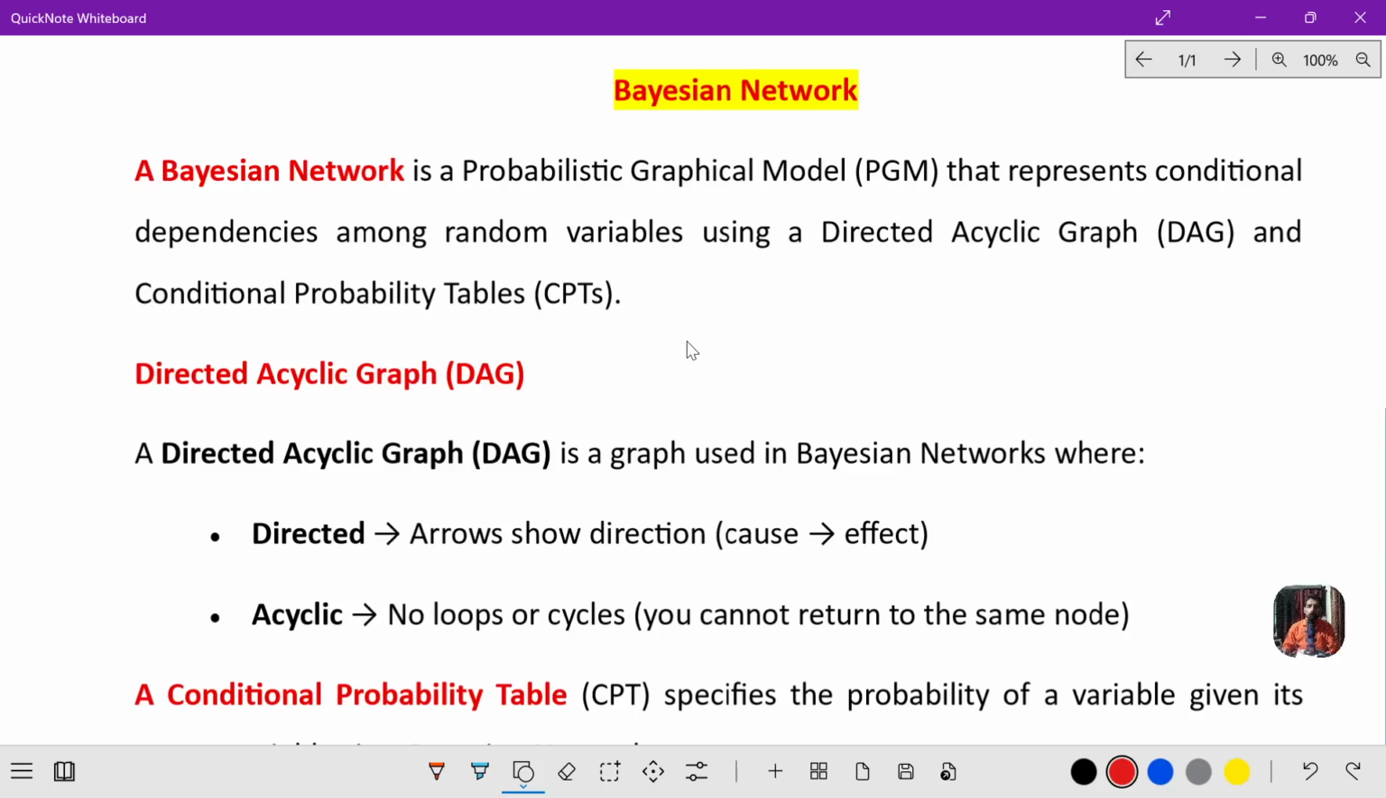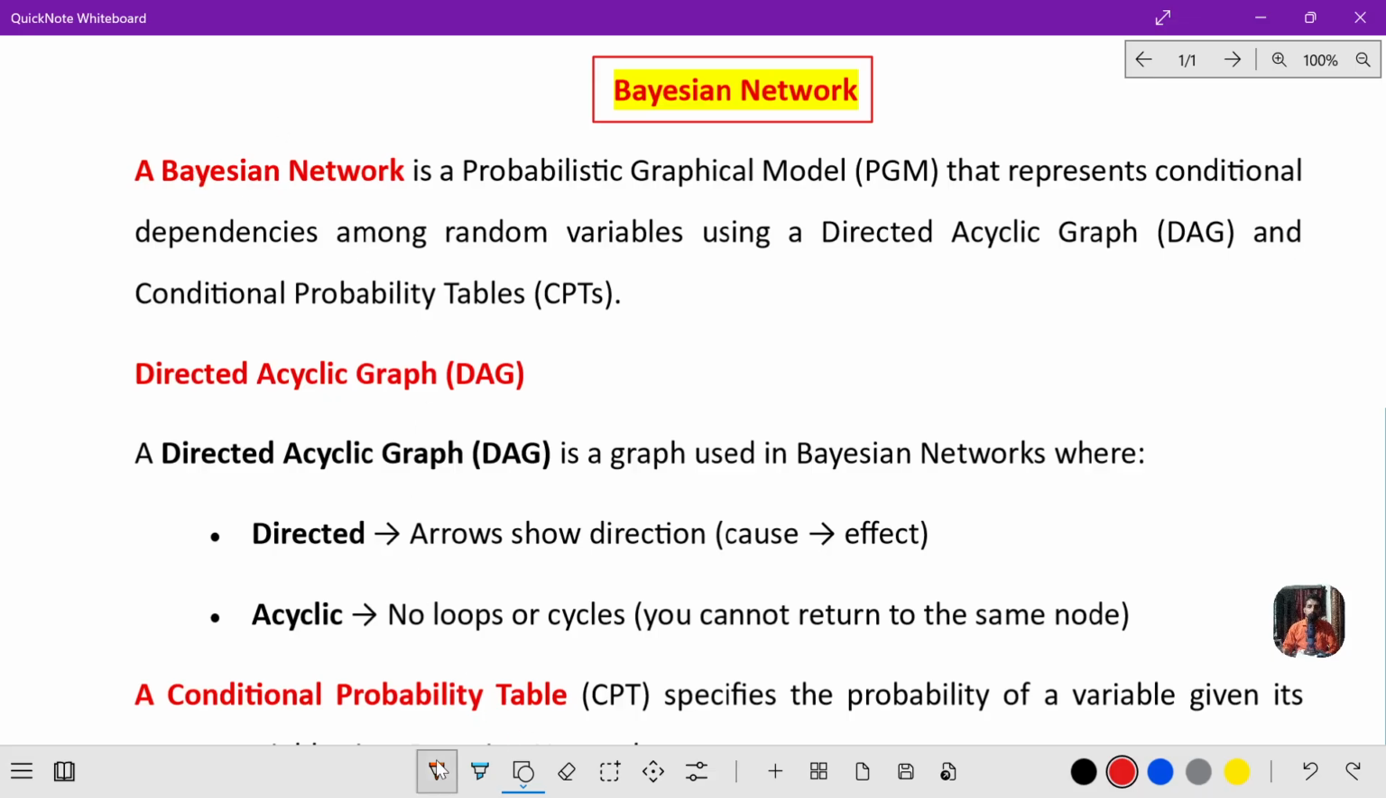In this video, I will explain about Bayesian network. So first let us see the definition. A Bayesian network is a probabilistic graphical model that represents conditional dependencies among random variables using directed acyclic graph and conditional probability tables. So what is the meaning of this Bayesian network?